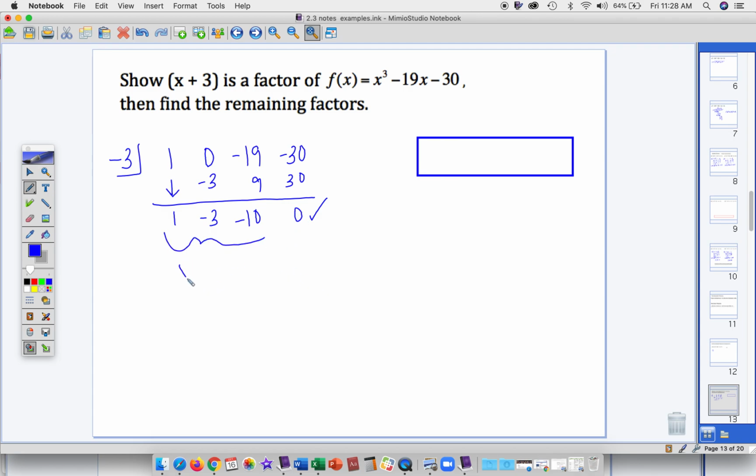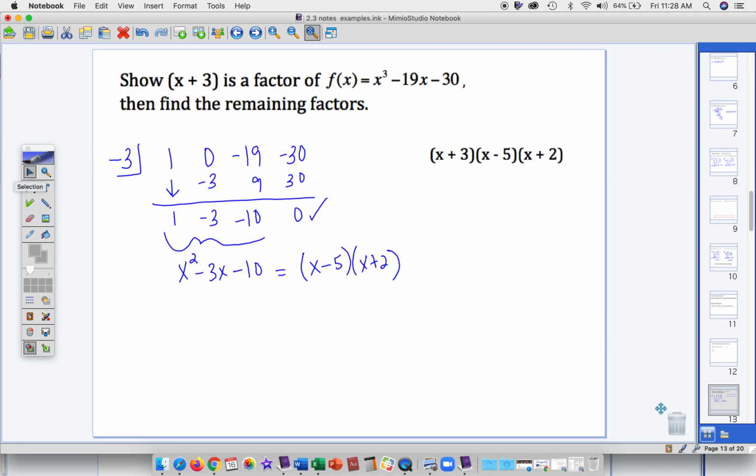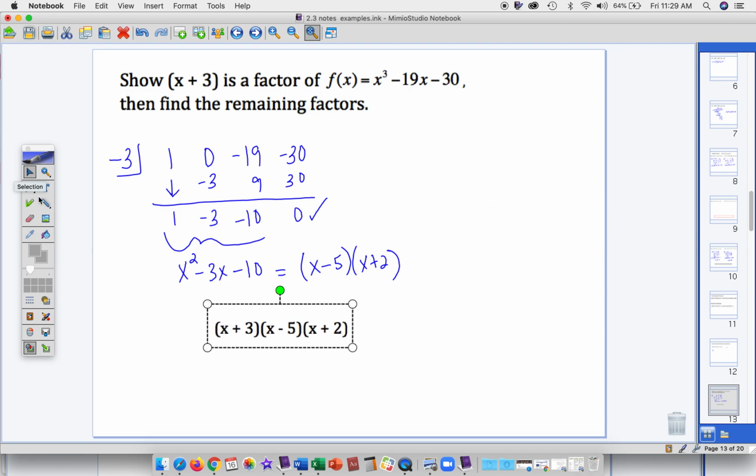And then what am I left with? This is the quadratic, x squared minus 3x minus 10. And I can factor that into x minus 5, x plus 2. So those are the remaining factors of that polynomial. So there's the 3 factors. This is what f of x equals.